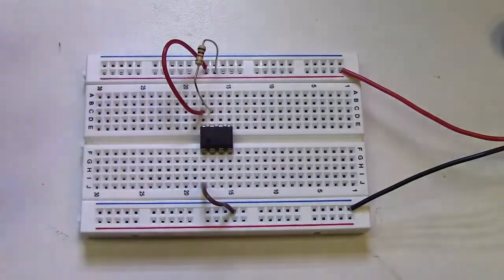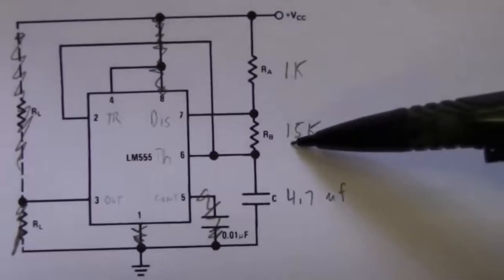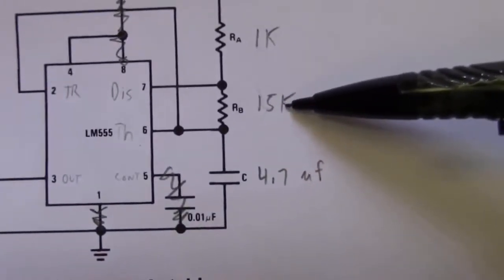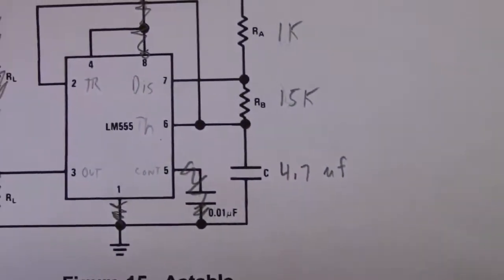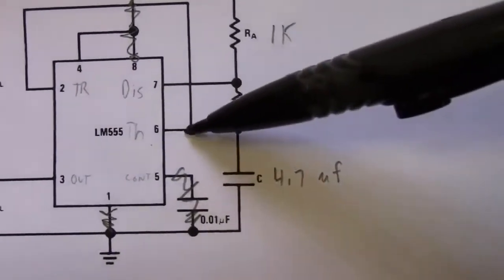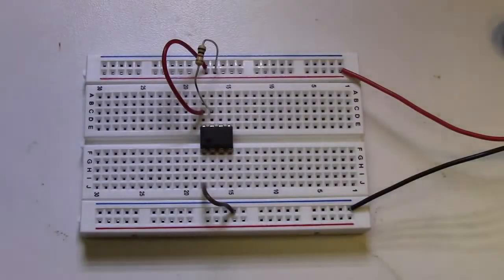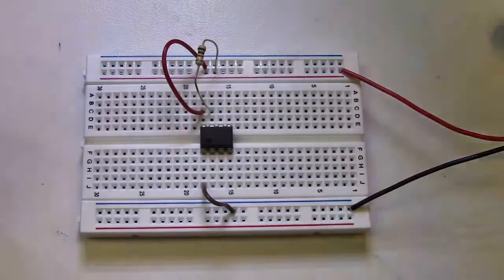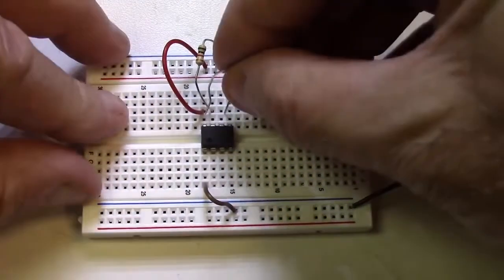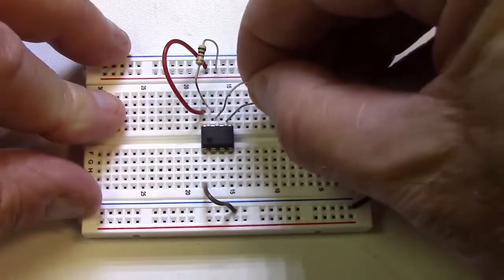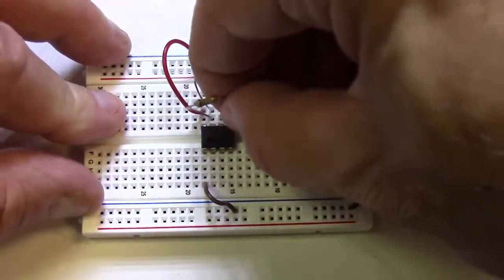Okay, so that's done. We also need to hook RB, which is a 15K, between 7 and 6. So pin 7 and 6 have this 15K. So I'm going to get these really close together here and go from pin 7 to 6.